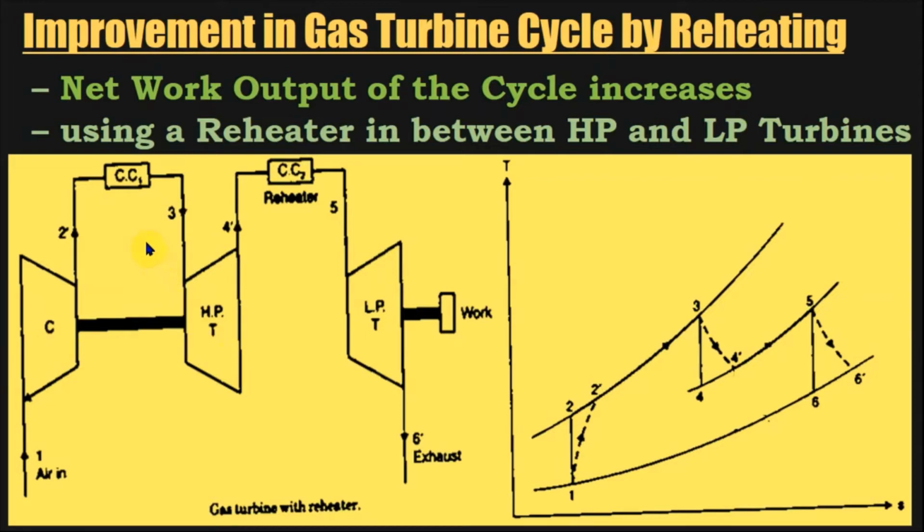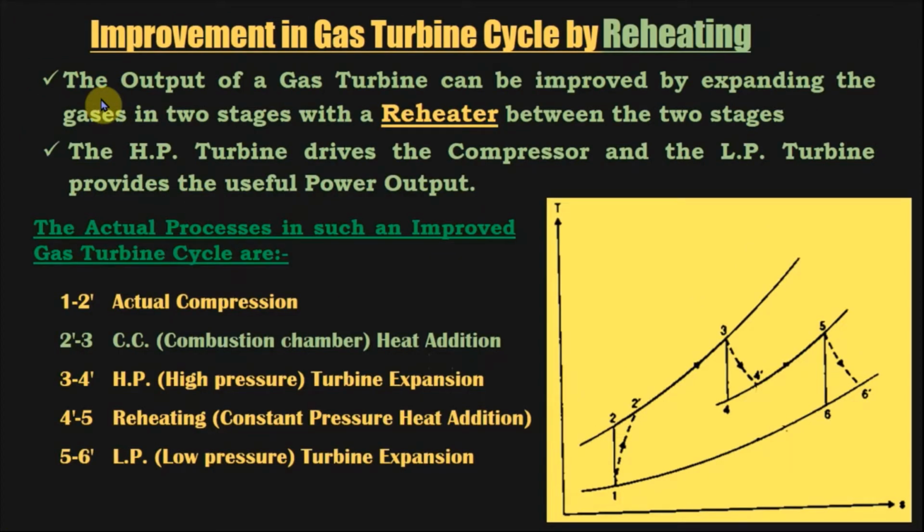By doing this kind of improvement in gas turbine cycle by reheating, the net work output of the cycle increases, but not the thermal efficiency, because the heat to be supplied in the reheater will increase the heat requirement of the cycle. The important point you have to remember is that the output of a gas turbine can be improved by expanding the gases in two stages with a reheater between the two stages. The high pressure turbine drives the compressor and the low pressure turbine provides the useful power output.